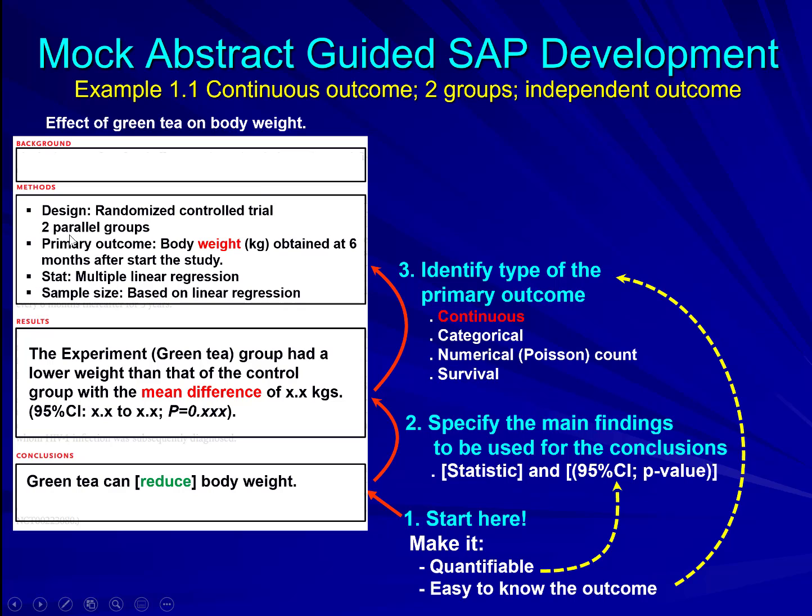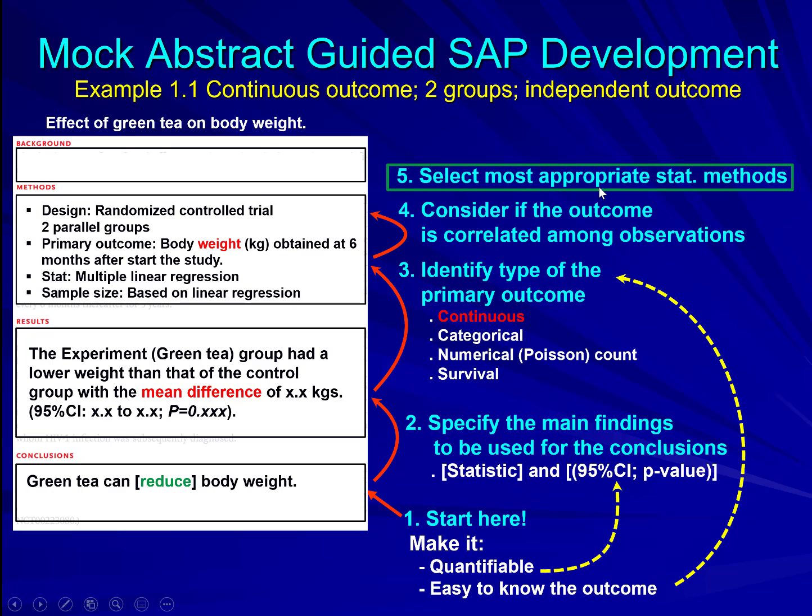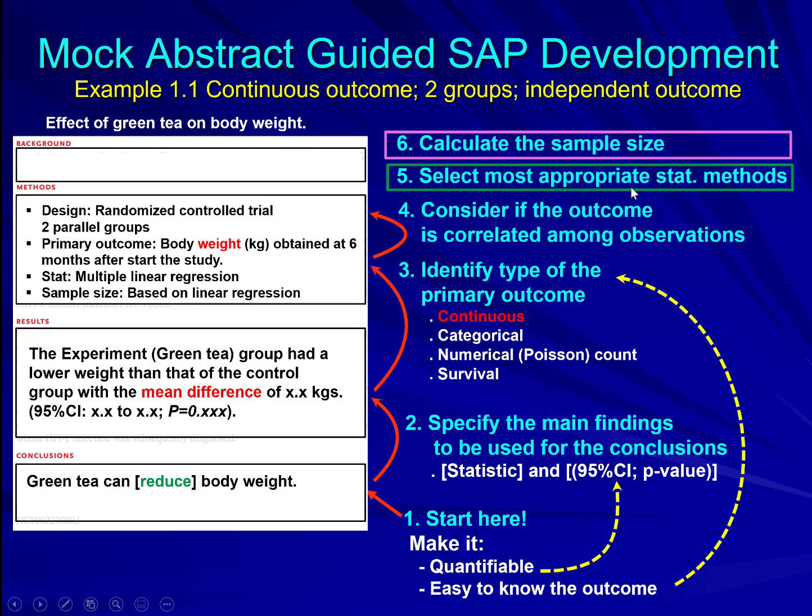I just put this to remind us to plan a statistical analysis in a way that is consistent with the main components here: continuous outcome, independent group, and then see if there is correlated outcome among observations or not. So there is no such issue here. Then we select the most suitable statistical method, which is multiple linear regression, and calculate the sample size based on that.